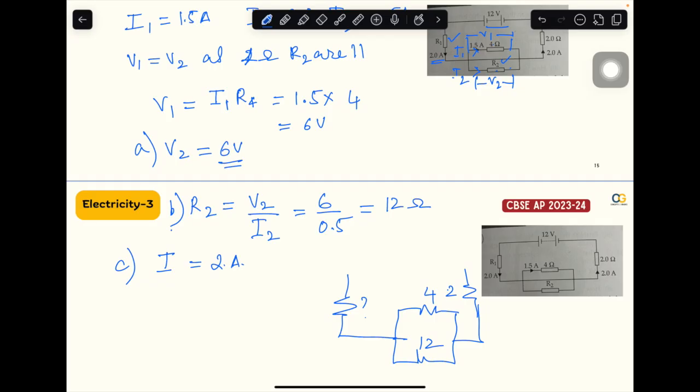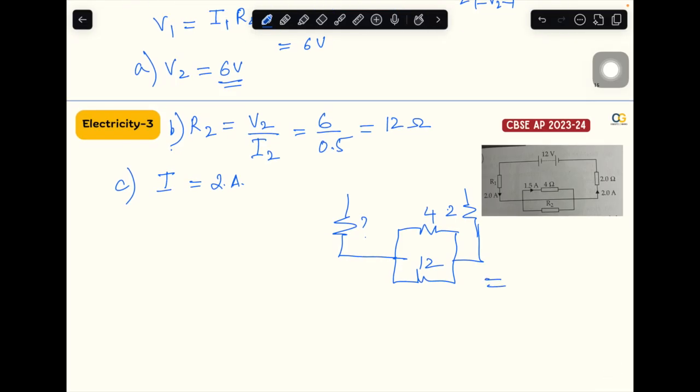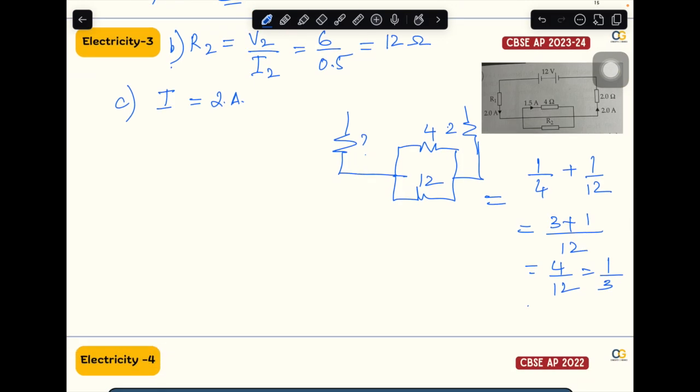We need to find this one. So what we will do is we will make all of these 3 resistors here, which we know the value of, equal to one resistor. So if I have to find the equivalent circuit, 1 by 4 plus 1 by 12, so that will be equal to 12, 3 plus 1, so that is 4 by 12, which is 1 by 3. And so this total resistance of the parallel becomes 3 ohms. 3 plus 2 ohms. So it's totally 5 ohms. So this whole bunch becomes 5 ohm resistor. Right? So now I have reduced this circuit to this.